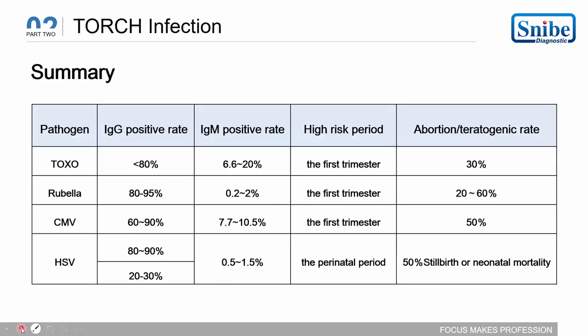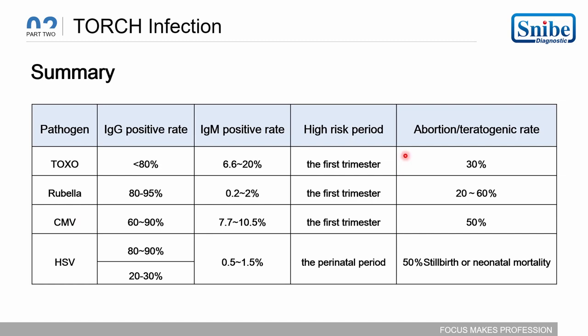So if we talk about the summary for toxo, rubella, cytomegalovirus, and herpes, including other infections, they have pathogens like toxo, rubella, CMV, and HSV. The IgG positive rate is less than 80%, 80 to 95%, 60 to 90%, 80 to 90%, and 20 to 30% on the basis of HSV1 and 2. The IgM positive rate is 6.6% to 20%, 0.22%, 7.7 to 10.5%, and 0.5 to 1.5%. They have a higher risk period in the first trimester, while for HSV the perinatal period is most important.